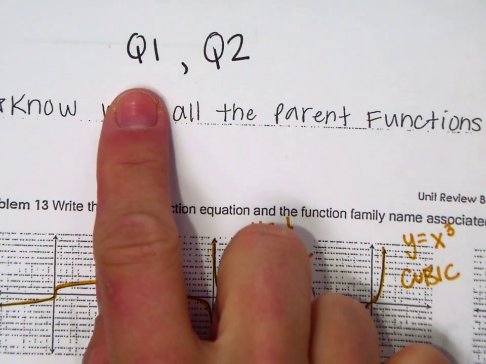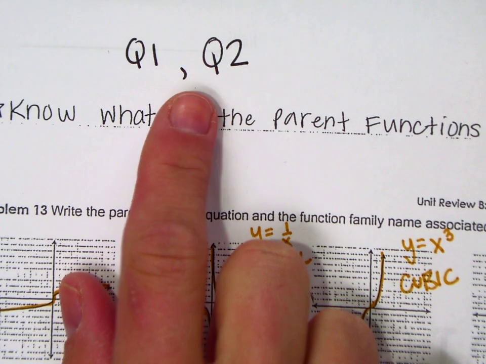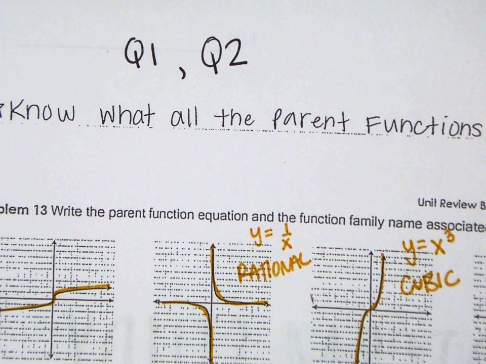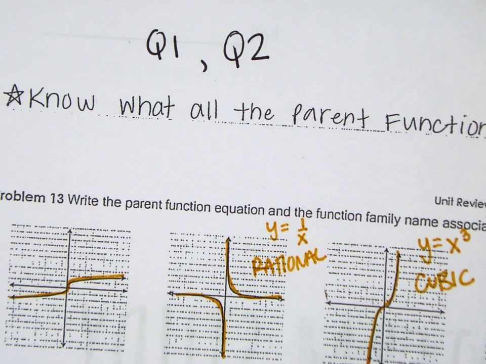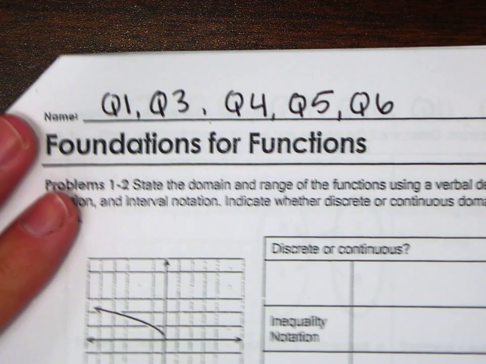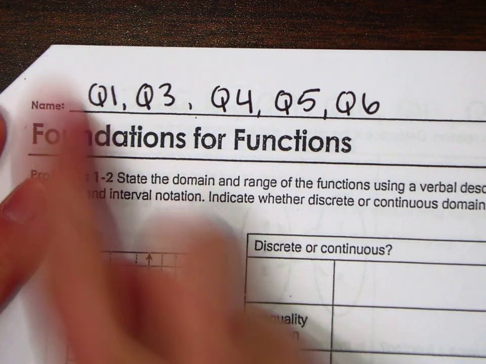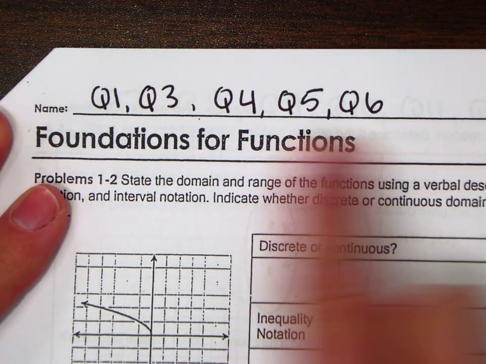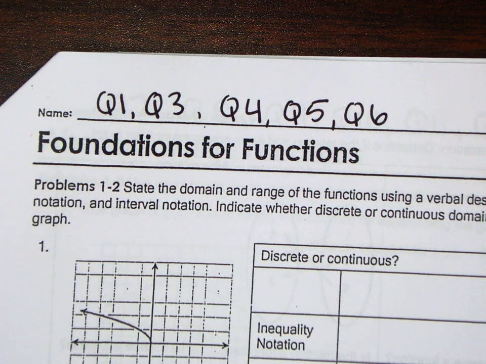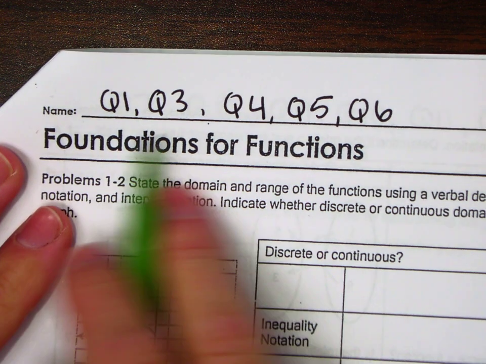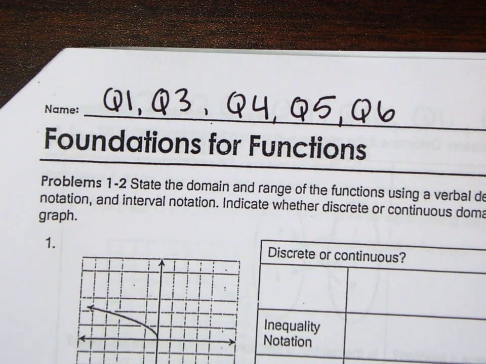All right, now if you look at the top here, I did label throughout your review which questions refer to what unit. So question 1 and 2 kind of refer to your parent functions and knowing your parent functions. All right. So for Unit 1, these are the questions that Unit 1 is over. Question 1 kind of deals with the parent functions and the foundations for functions, so I kind of put it in both. That's the only one that kind of is in both spots. But write these down so when you're taking your test, you kind of know what to reference for the part of your test that you're on.